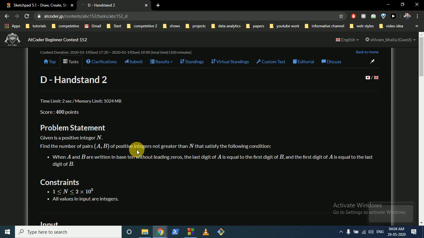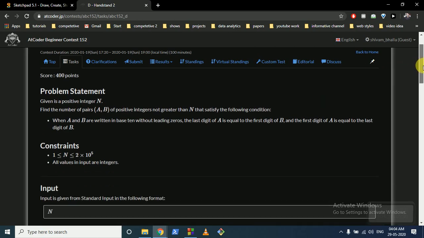So today we're gonna discuss this problem from the AtCoder Beginner Contest 152, Problem D, Handstand 2. In this question, you are given a positive integer n. Find the number of pairs AB of positive integers not greater than n that satisfy the following condition: when A and B are written in base 10 without leading zeros, the last digit of A is equal to the first digit of B and the first digit of A is equal to the last digit of B.